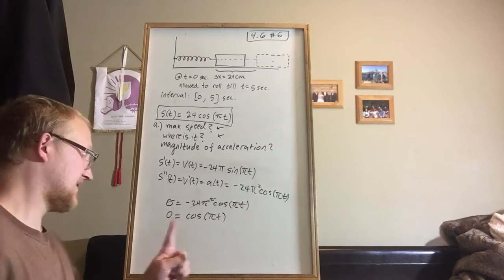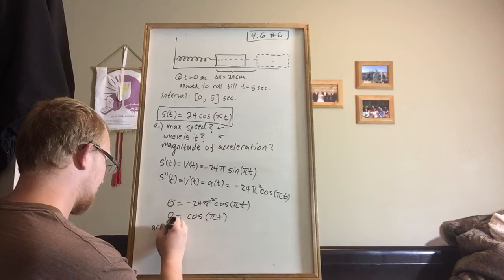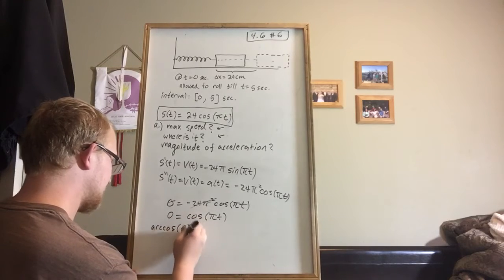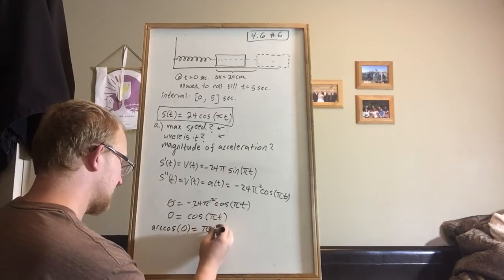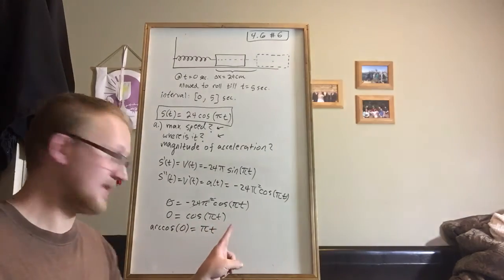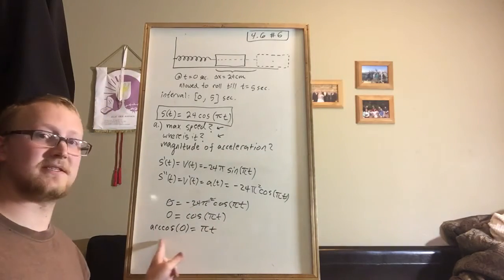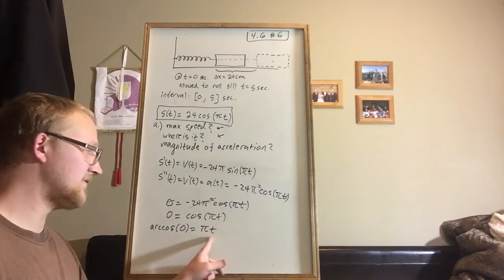And here's a little trick that's going to come in handy. We're going to take the arc cosine of both sides. Arc cosine of both sides. So arc cosine of 0 equals pi t. And this is nice because this isn't a typical cosine, right? This isn't just theta in here. We have pi t. But we can analyze the arc cosine of 0 and then do some more algebra to figure it out.